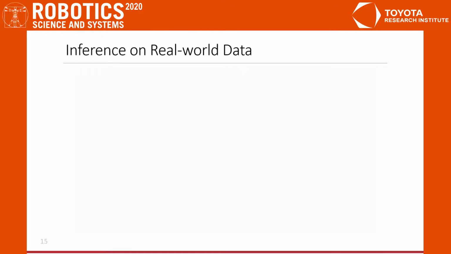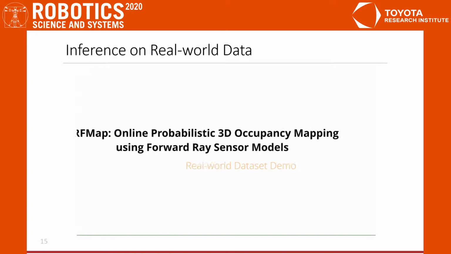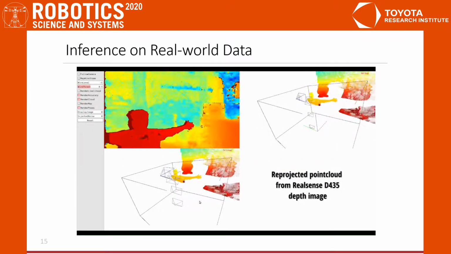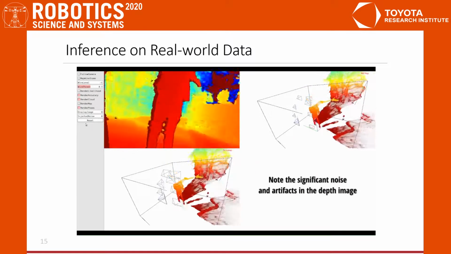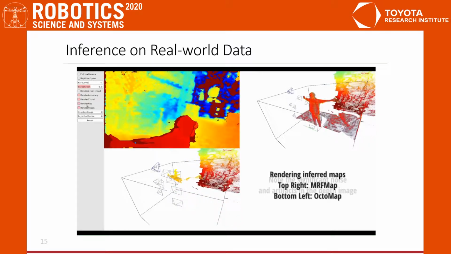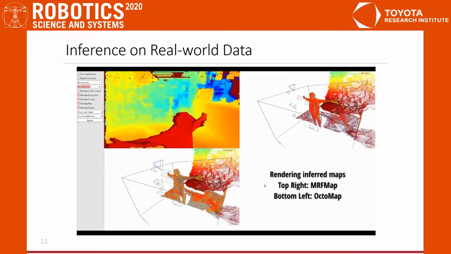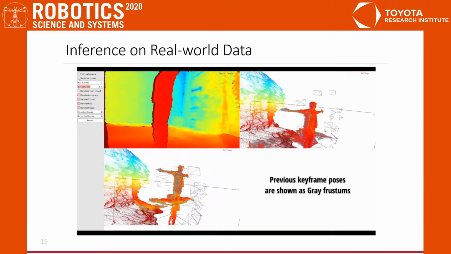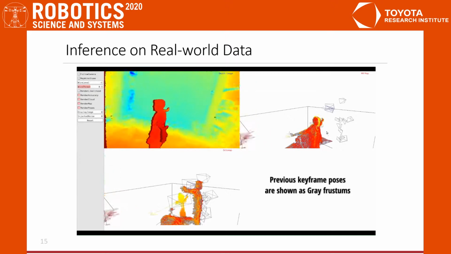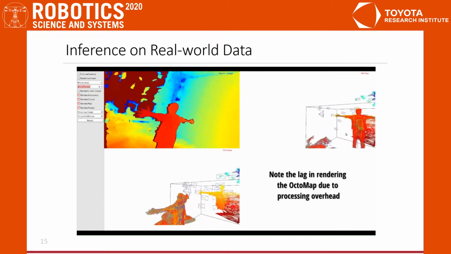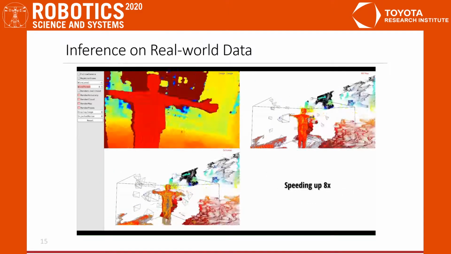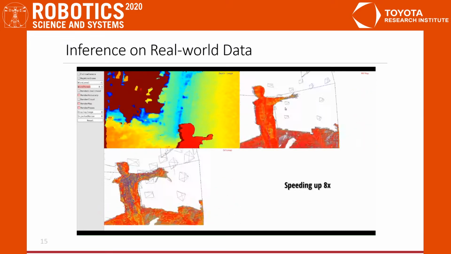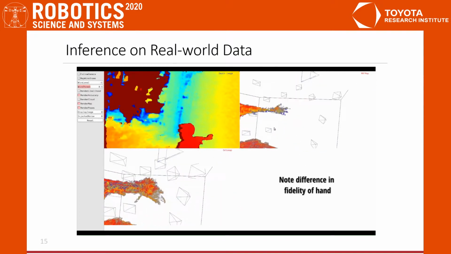Shown here is a sample of data points corresponding to the selected pixel block for a RealSense D435 camera. To see the impact of incorporating these learned sensor characteristics, here's a demonstration on real-world data collected within a motion capture arena. The depth image is reprojected as a point cloud colored by distance from the camera. Note the noisy nature of the depth images. The real-time inferred MRF map is shown in the top right and the OctoMap on the bottom left. Keyframes are created at fixed geometric thresholds and shown as gray frustums. Note the stark difference in fidelity of representation, especially for the hand of the human subject in this video.